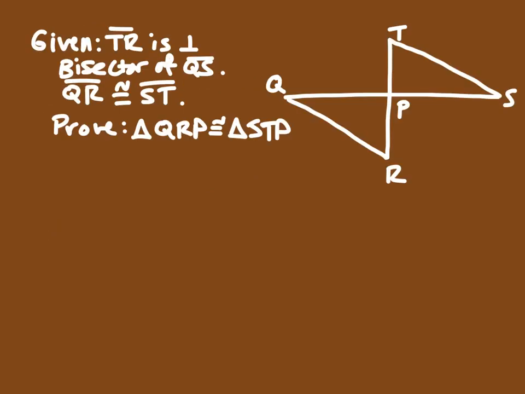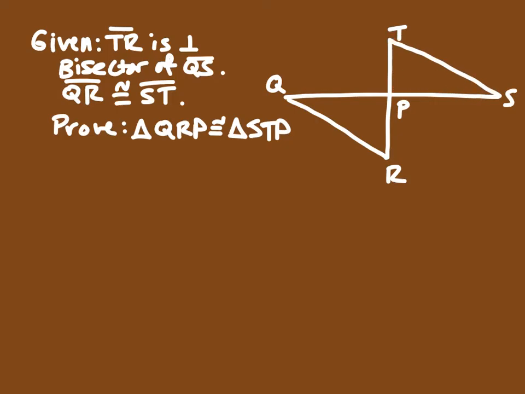Okay, on the next proof, what I want to do is take a look at our given statements and our picture. So we've got that segment TR, this segment here, is the perpendicular bisector of QS. All right, so TR is going to cut this in half and make a 90-degree angle. And we also know that QR is congruent to ST, okay? And we want to prove that triangle QRP is congruent to triangle STP, okay?